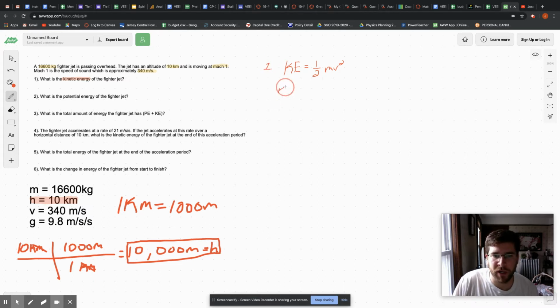All right, so the kinetic energy is equal to 1/2 mv squared. So I'm going to do 1/2 the mass, which is 16,600, times your velocity, which we said is Mach 1, which is 340 meters per second. And what are we going to make sure we do with that? We're going to make sure we square it. All right, so we do a little bit of math using our handy dandy calculator. Don't worry, I'm going to get that right one of these times.